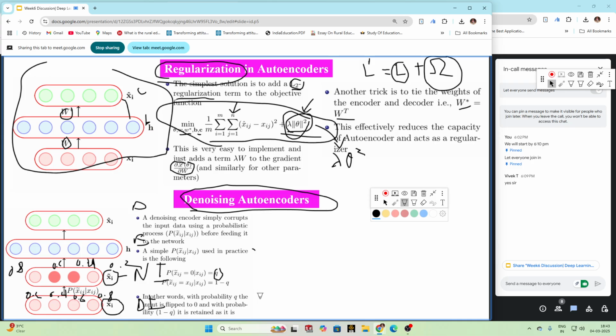In other words, we can say that with probability q the input is flipped to 0, and with probability 1 minus q it is retained as it is. So that we can use as a mode of noising.